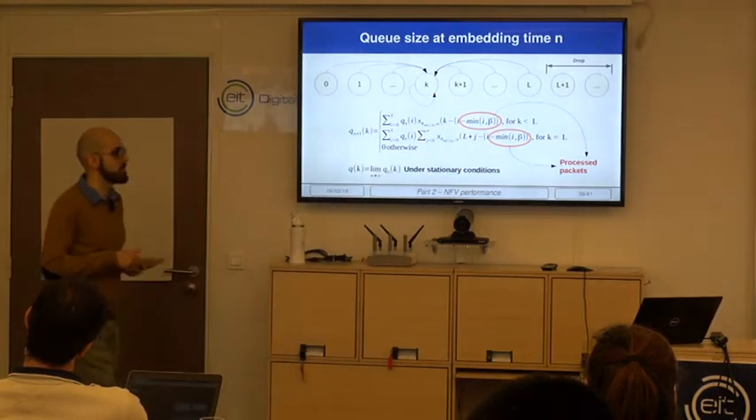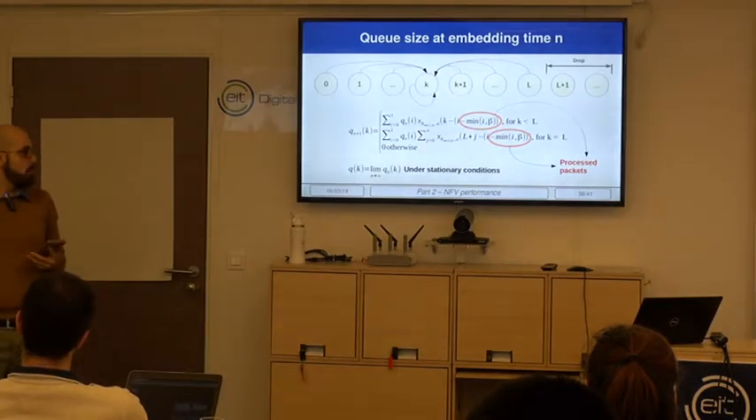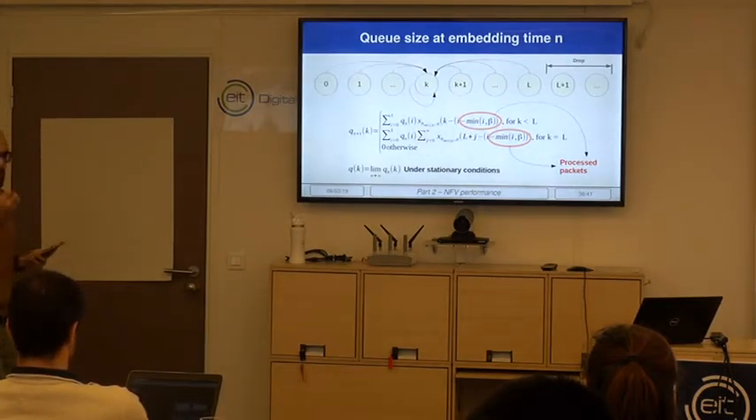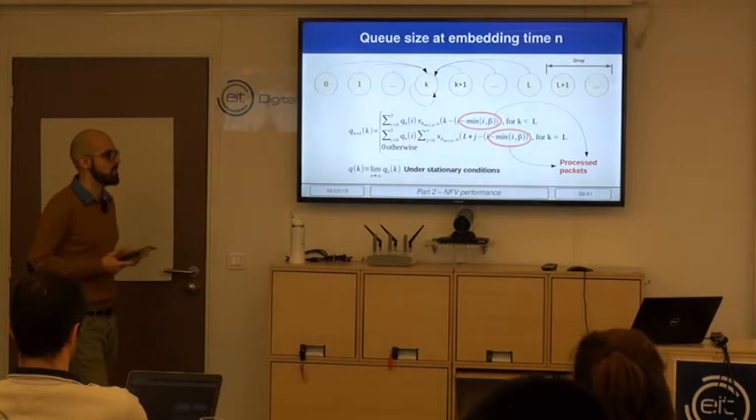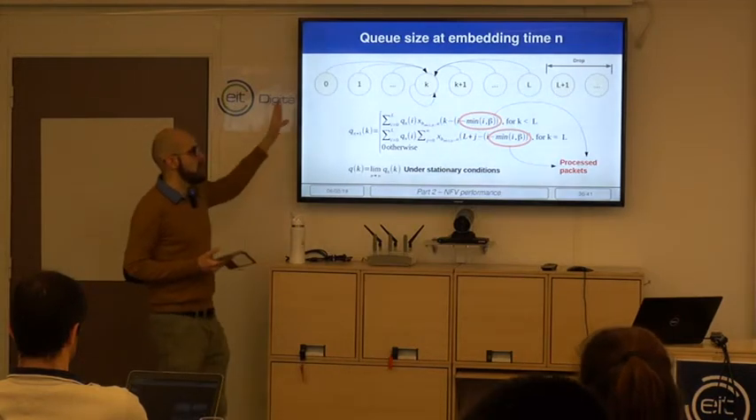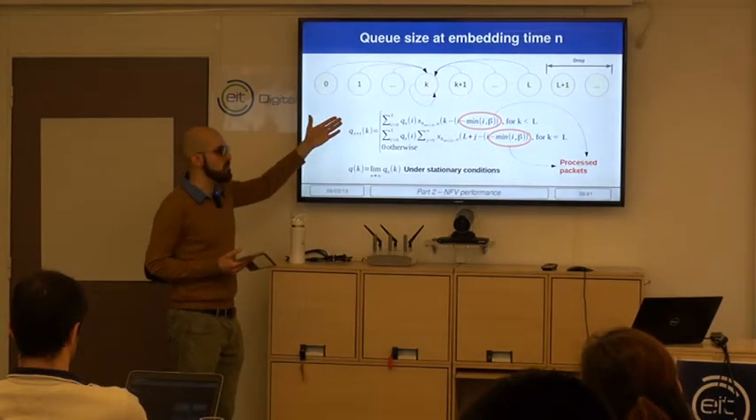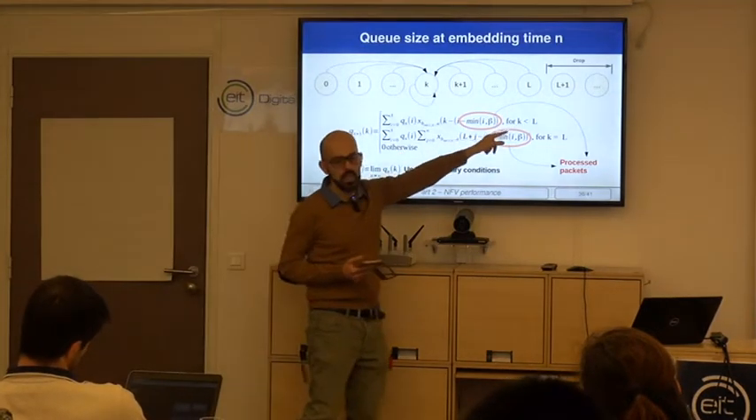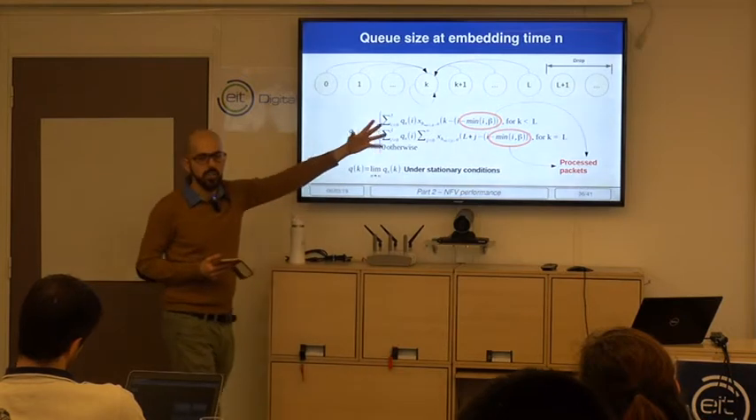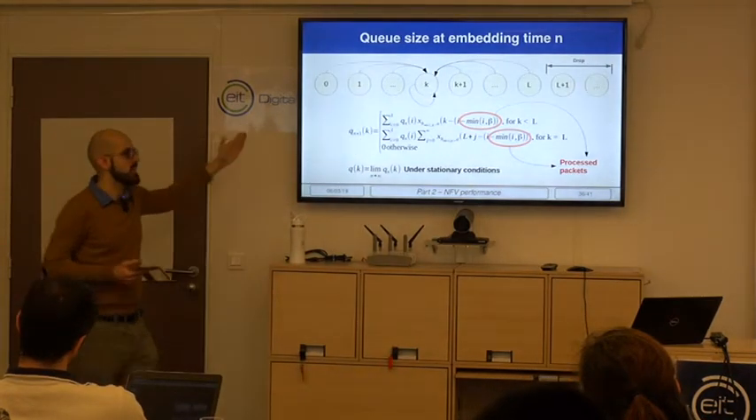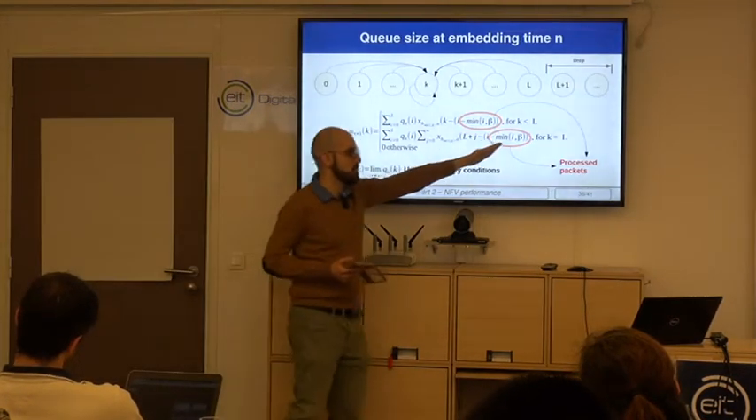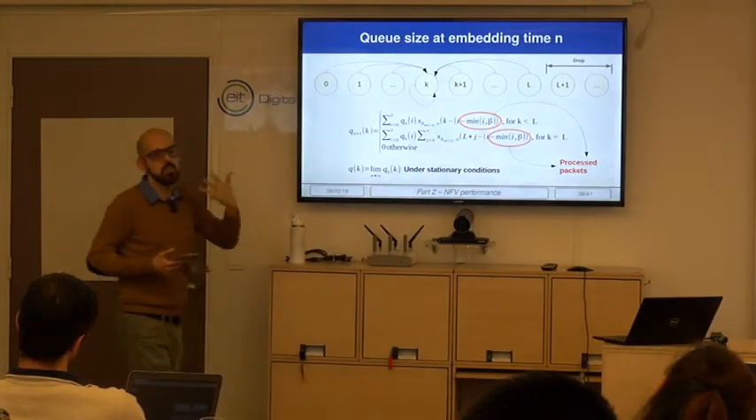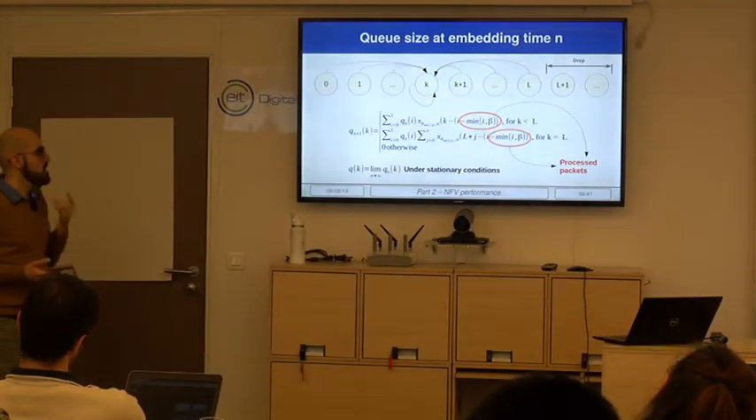In particular, the processed packets is the minimum between I, that is the state where I was before this batch, and beta, that is the maximum batch size. And so because of this, we need to distinguish between the two cases. The case at which k is less than L, so the queue is not in overflow, and the state at which k is L. That is, we have packet processing.